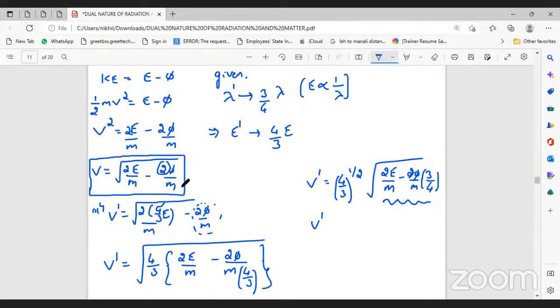Actually, this value has decreased. If the second term is decreased, then the difference should increase, no? This entire term should increase, no? If this is increased, then obviously V dash should be more than 4 by 3 times of 1 by 2 times of the initial speed.